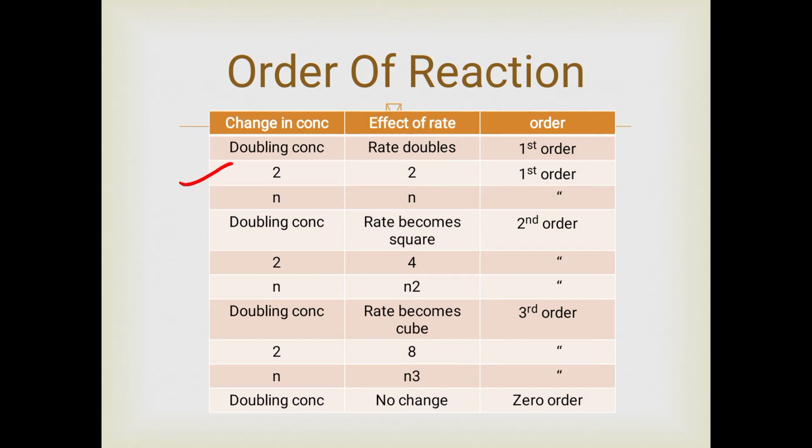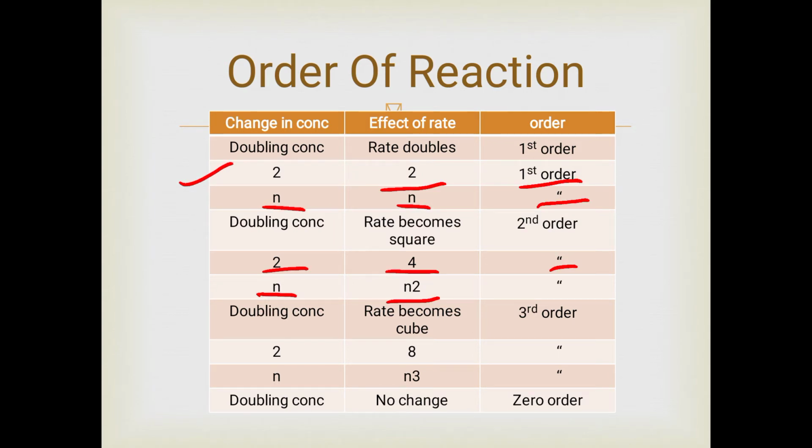If you double the concentration of any reactant, and the rate doubles, we say that it's a first order. But when you double the concentration of some reactant and the rate becomes its square, then we say it's a second order. That is, when you make n change in concentration and the rate also changes by a factor of n, we say it is first order. When the concentration changes by n and the rate changes by n square, we call it second order.